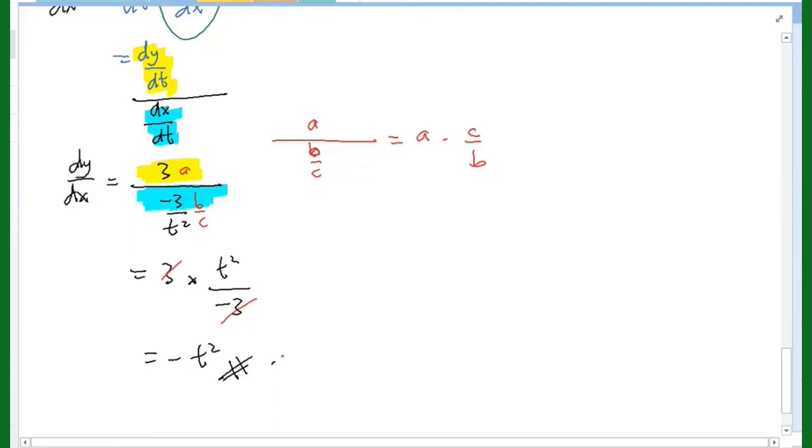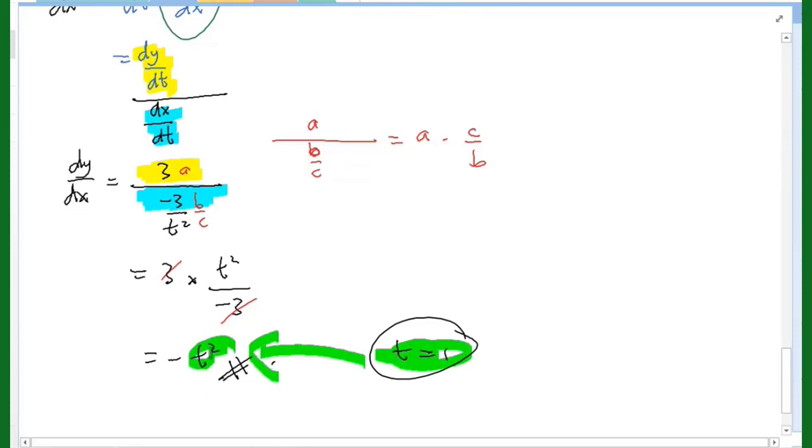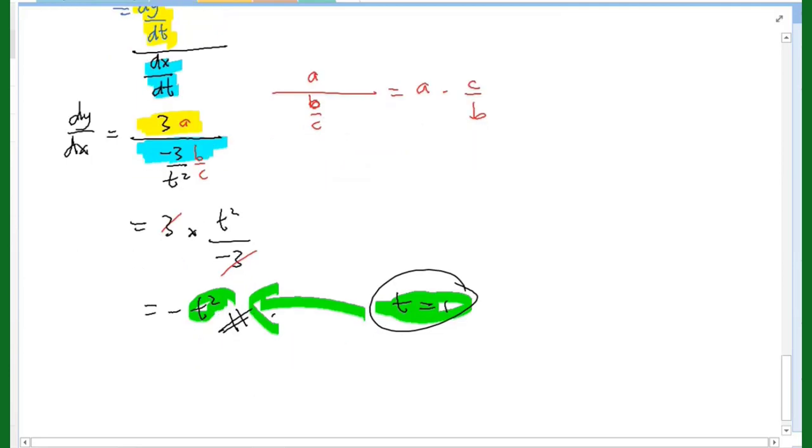But read again: dy/dx at t is equal to 1. Okay, t is equal to 1. Substitute t is equal to 1. Substituting, negative 1 squared is equal to negative 1. Done for 13c.